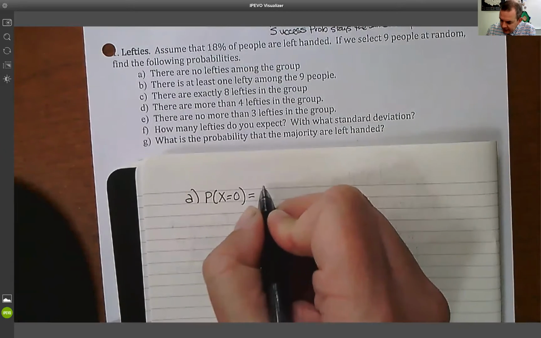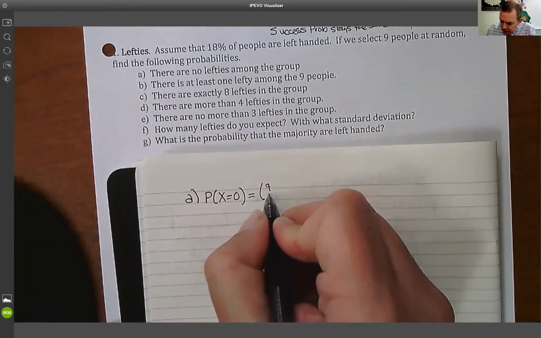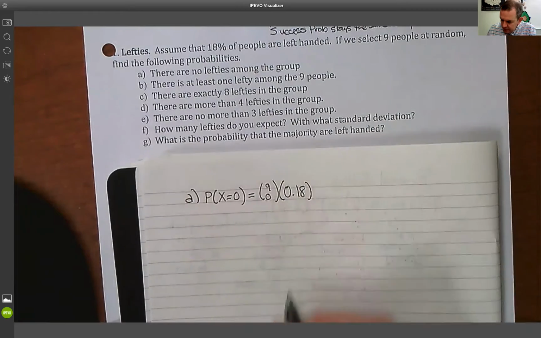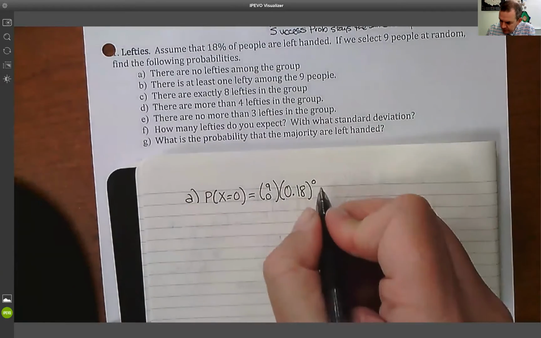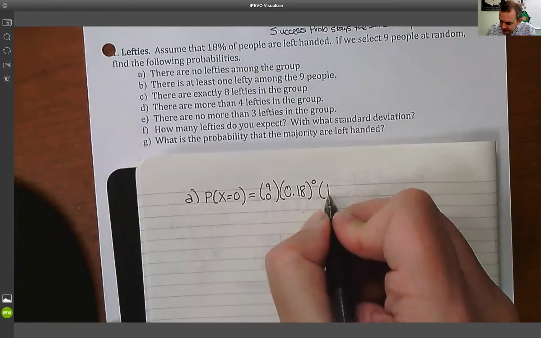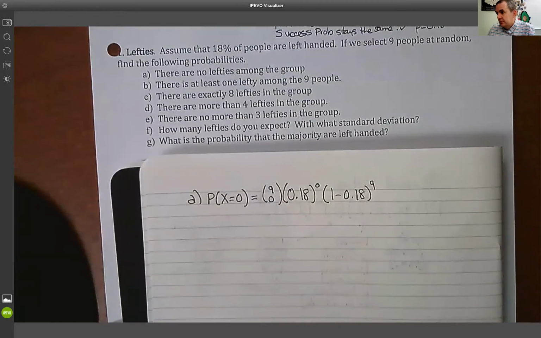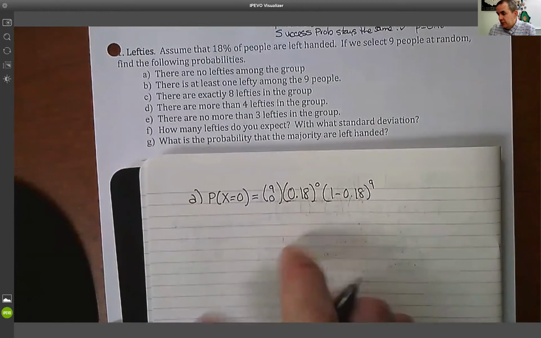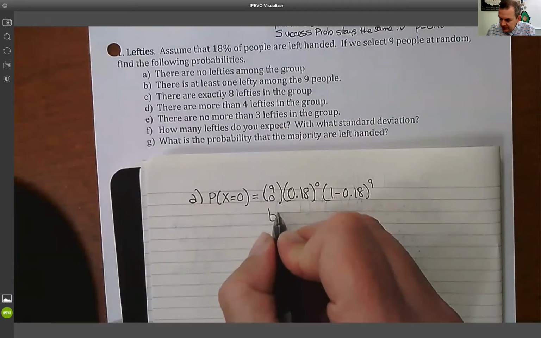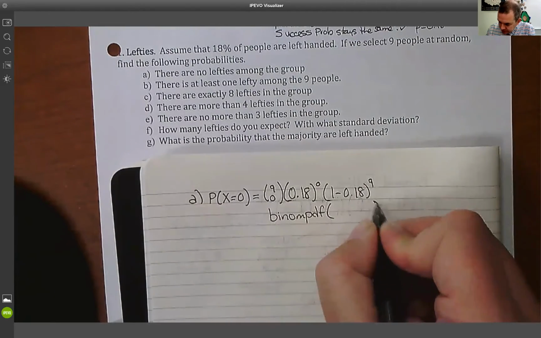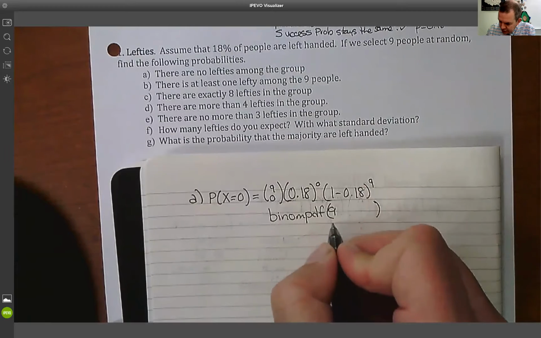It would say, I have 9 people. I want 0 successes. 18% would be lefties, I want 0. 1 minus 18% and 9 times. So that's going to kind of be my formula. Or in the calculator, since it's an exact, I'm going to do binomial PDF. I'm going to say 9 for my trials.